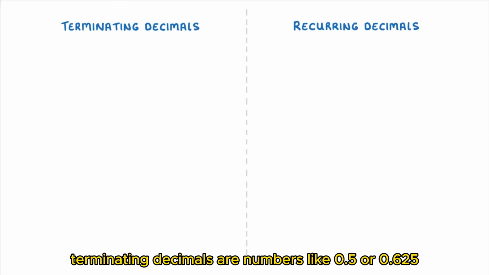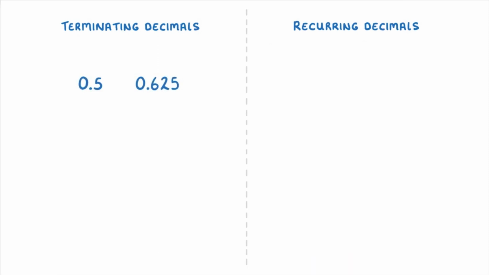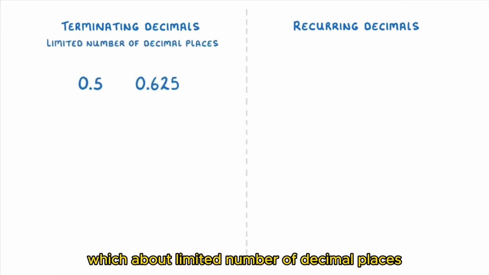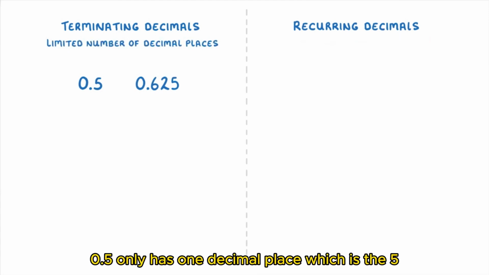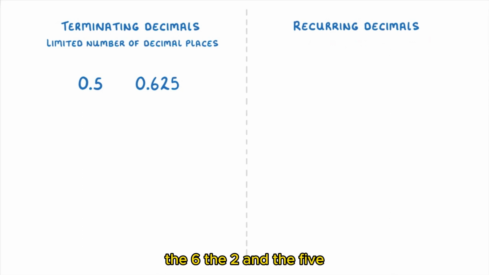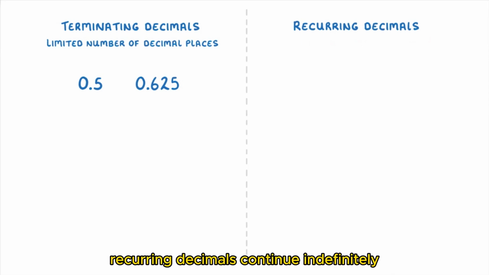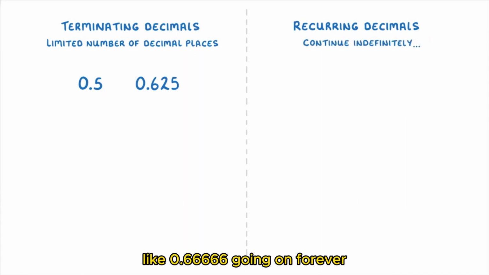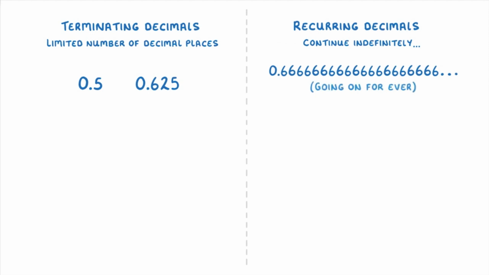Terminating decimals are numbers like 0.5 or 0.625, which have a limited number of decimal places. For example, 0.5 only has one decimal place, which is the 5, and 0.625 has 3 decimal places, the 6, the 2, and the 5. In contrast, recurring decimals continue indefinitely, like 0.66666, going on forever.